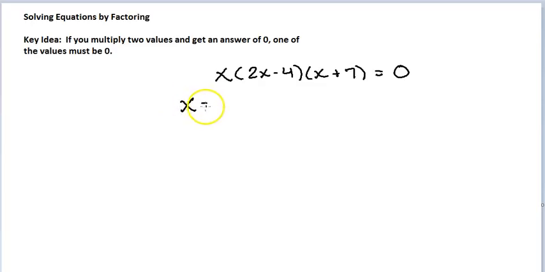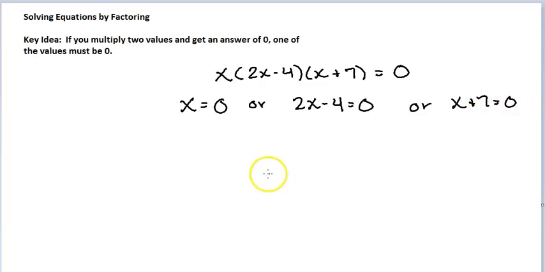So either the first part equals 0, or the second factor that's being multiplied equals 0, or the third one equals 0. So I take each of them, set them equal to 0, and solve. Now here there's no solving to do. The solution is x equals 0.